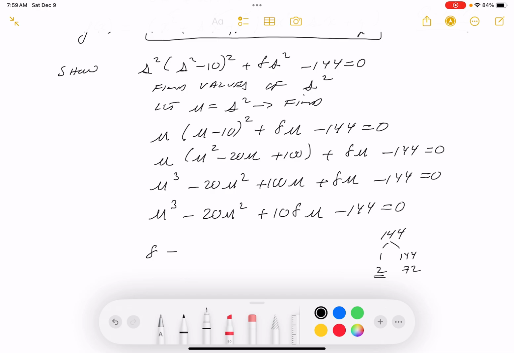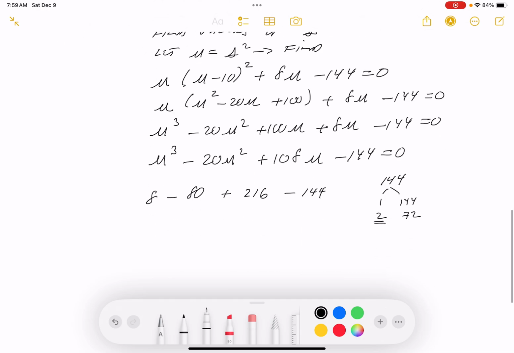So 2 squared would be 4. That would be 80. Then 108 times 2 is going to be 216. And then minus 144. Let me see what happens over here. Adding it together, 8 and 216 is 224. And then these two numbers together, 144 and 80, you get 4. 8 and 4 is 12. Look at that, 224. By luck, I got it, all right? So what do you get over here?